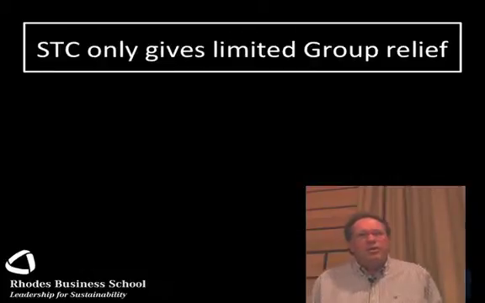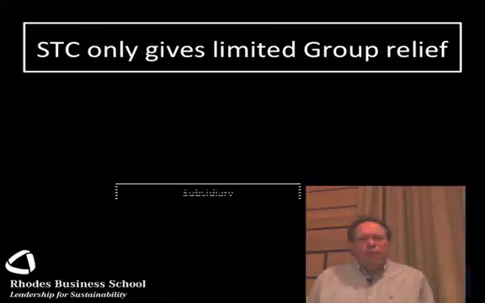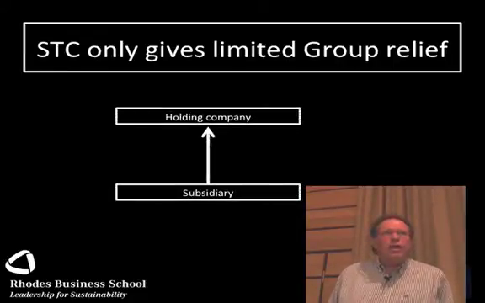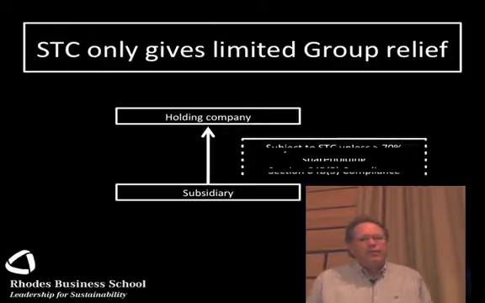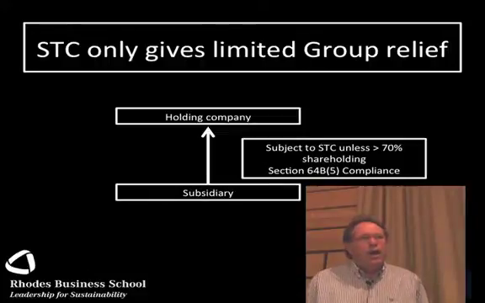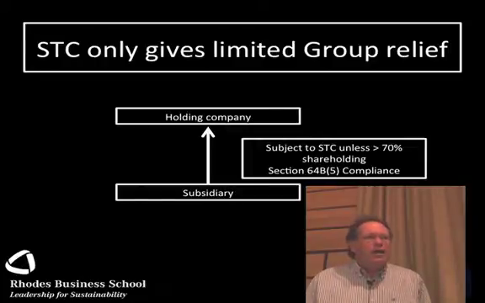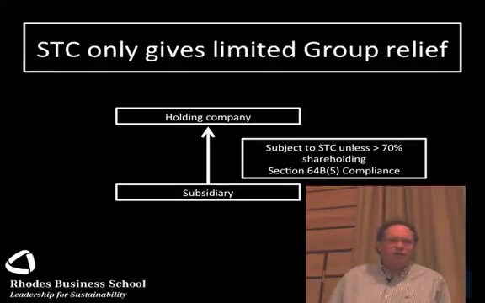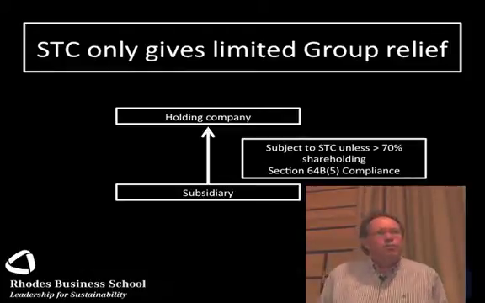Other criticisms on STC is that we have problems in an intergroup situation where we declare a dividend from subsidiary to holding company. That can only be exempt if we're in the same group of companies as recognized in Section 41, i.e. a 70% shareholding, and we comply with Section 64B5, which says inter alia that the dividend's got to be paid out of post-acquisition profits. There's got to be a notification of SARS, etc. So let's say the intergroup position on STC is a little bit cumbersome.